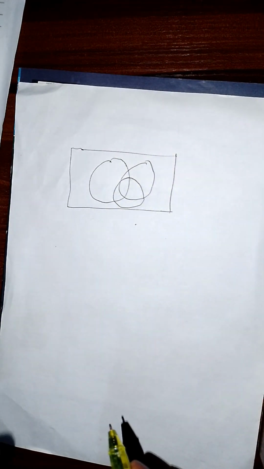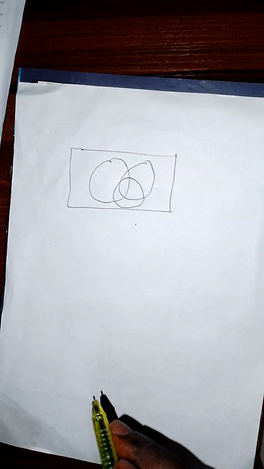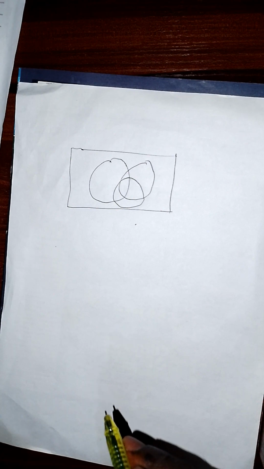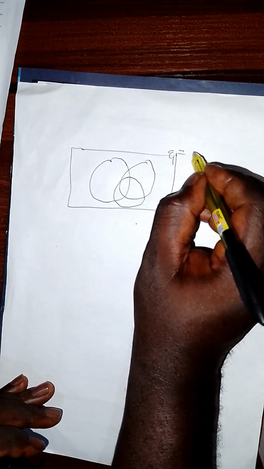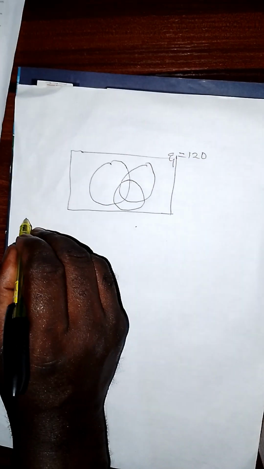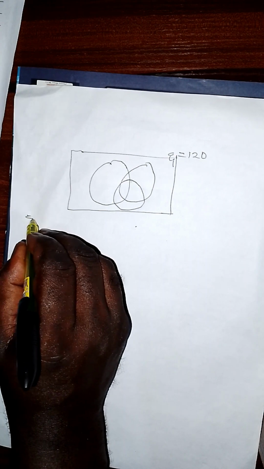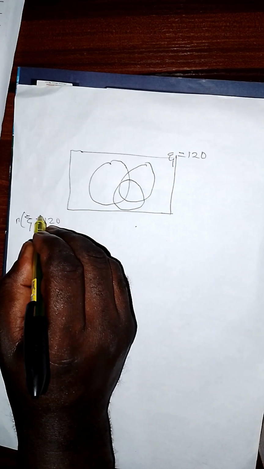So my Venn diagram is not neat enough. Okay, so now we're told that 120 students, that's the universal set. So I have the universal set to be 120.